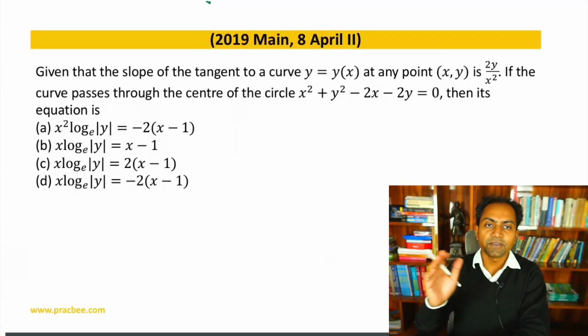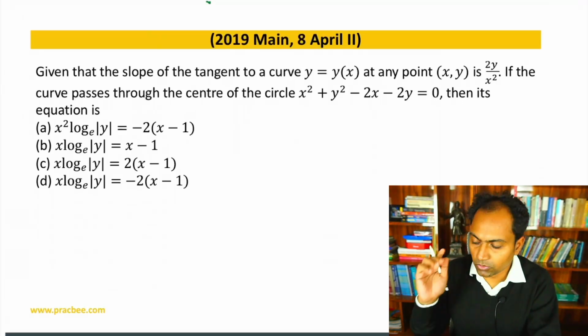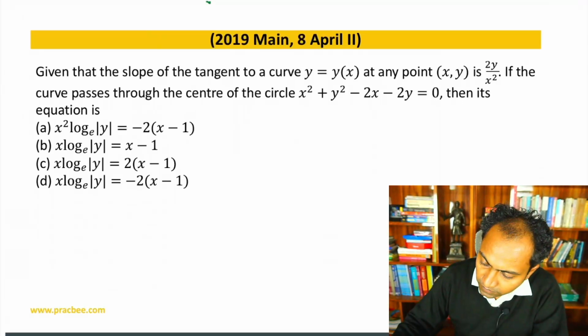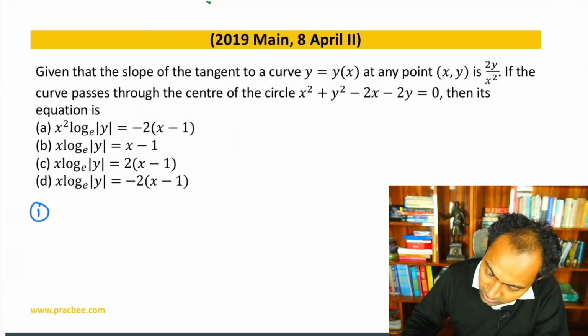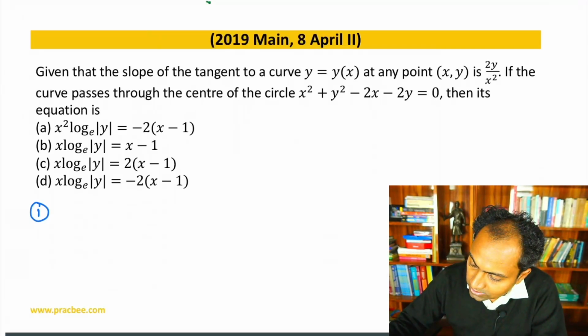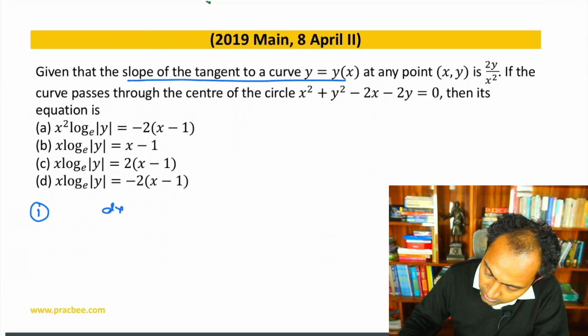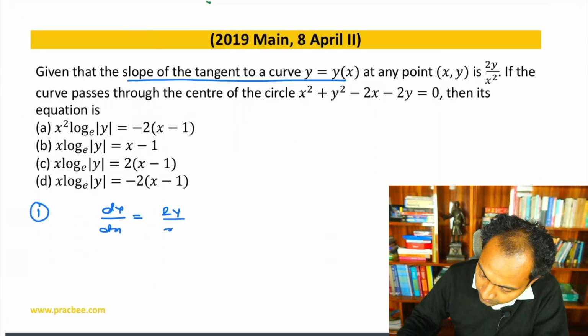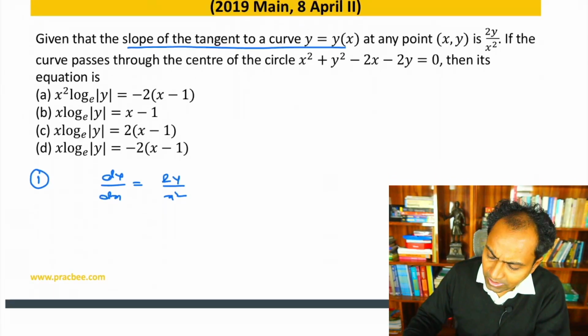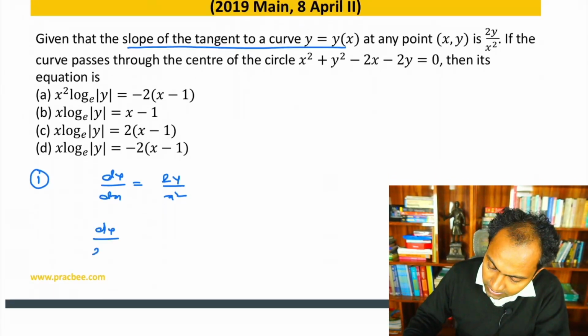Now this is the first category of question where it is linked with AOD. What they have asked is the concept of tangent and normal. In the first step, they are saying the slope of the tangent to a curve y of x. What they have given is dy by dx is equal to 2y by x square. You can see that this is variable separable. We can separate the variables, integrate and get the answer.